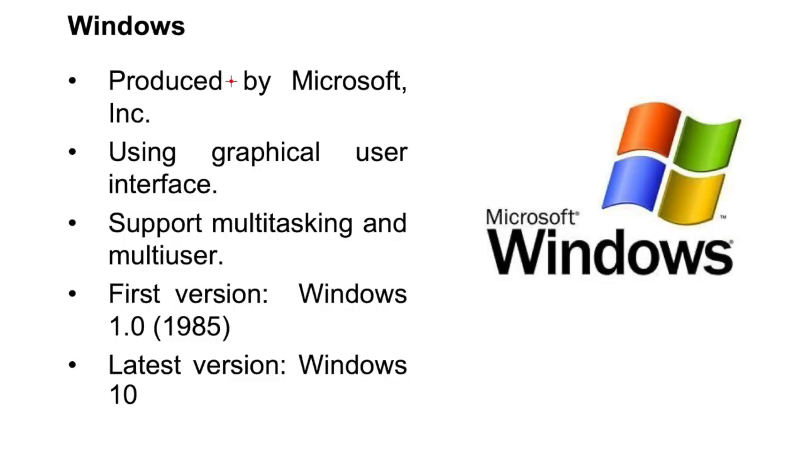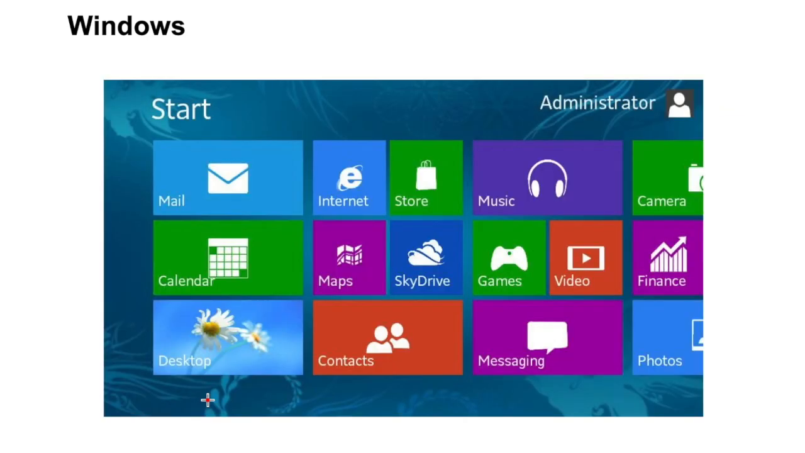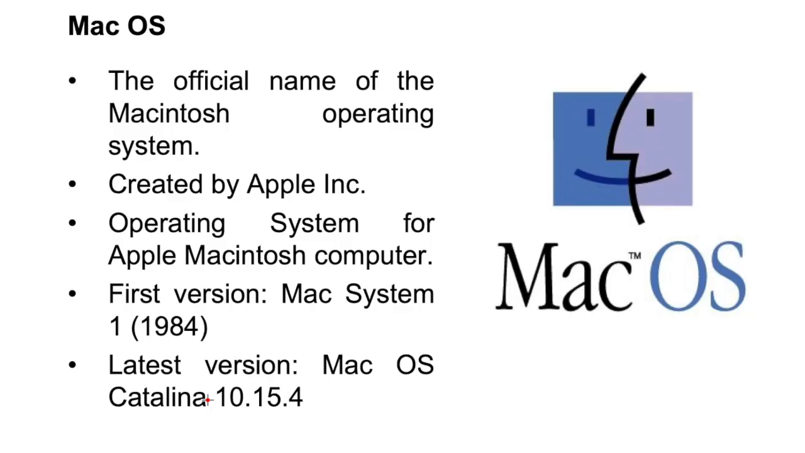Microsoft Windows is produced by Microsoft, is a graphical user interface, and supports multiple tasking and multiple users. The first Windows was announced in 1985, and we now have the latest version, Windows 10. So this is basically Windows.